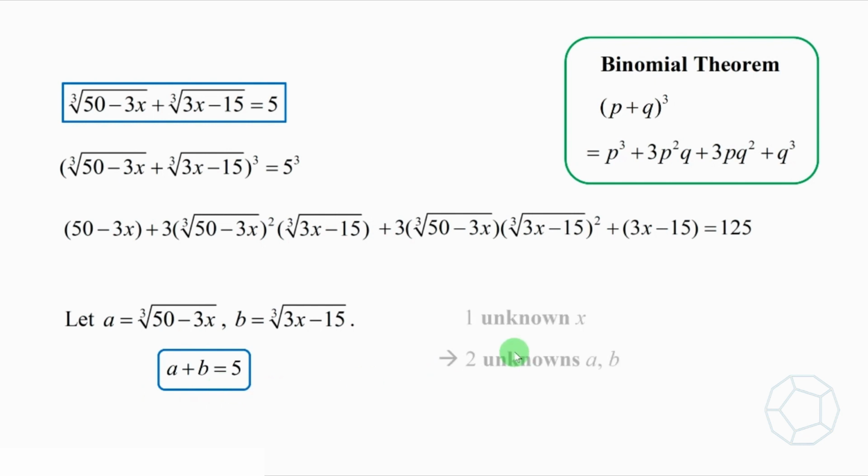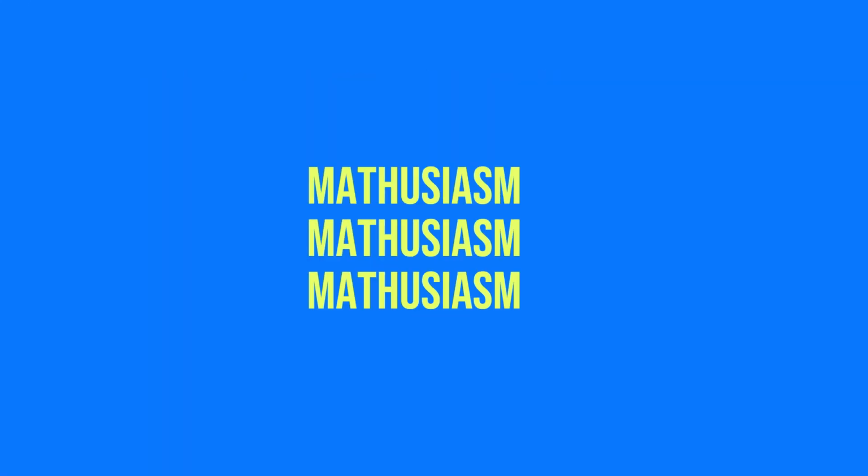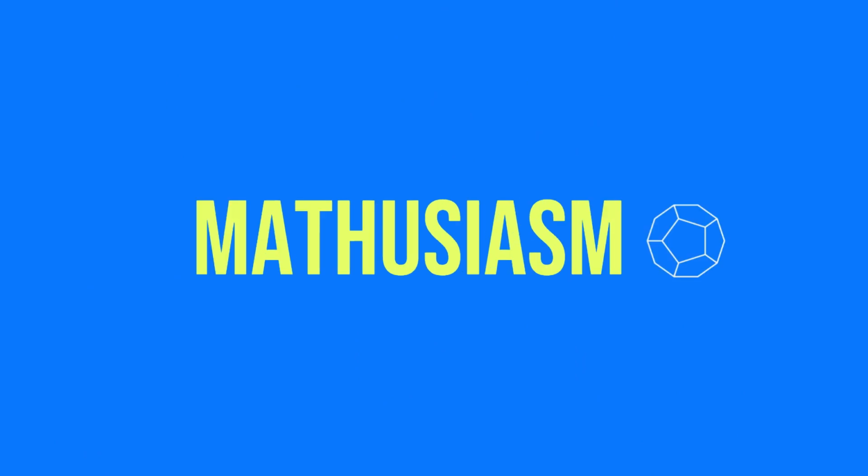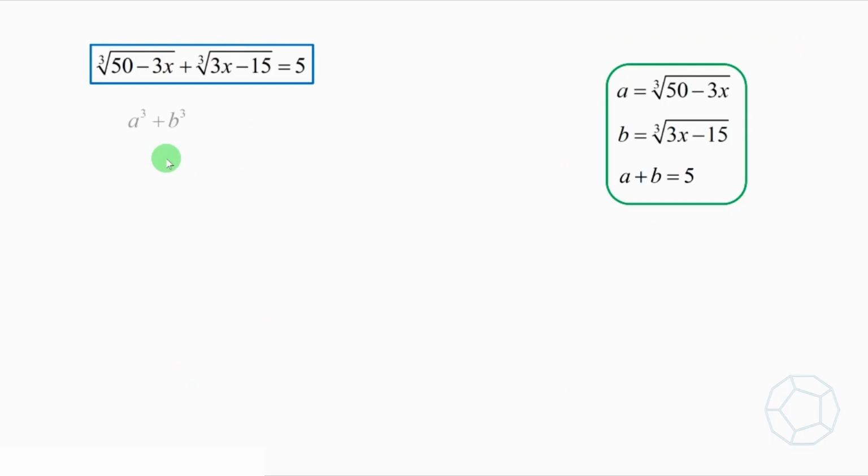But the equation is changed from one unknown x to two unknowns a and b. What should we do? Now we're going to take a cube and b cube, which are simply 15 minus 3x and 3x minus 15. If we add them up, the 3x terms cancel out each other. It's just a constant, which is 35.